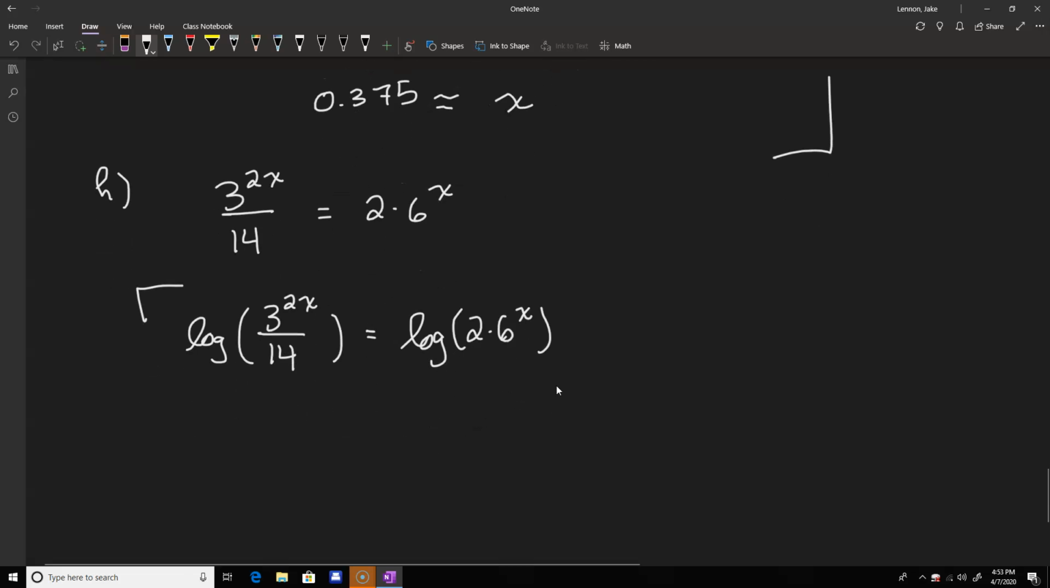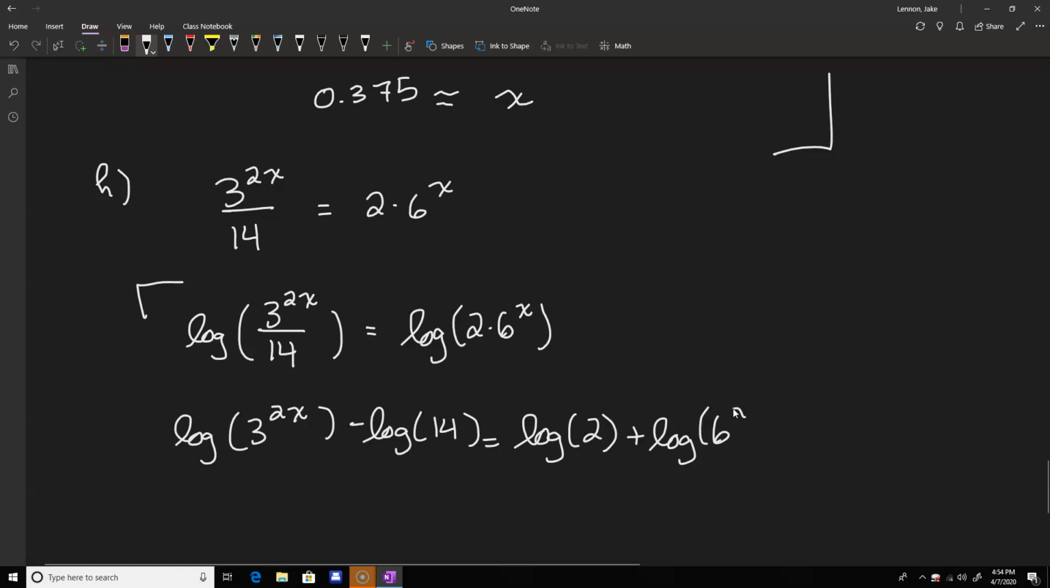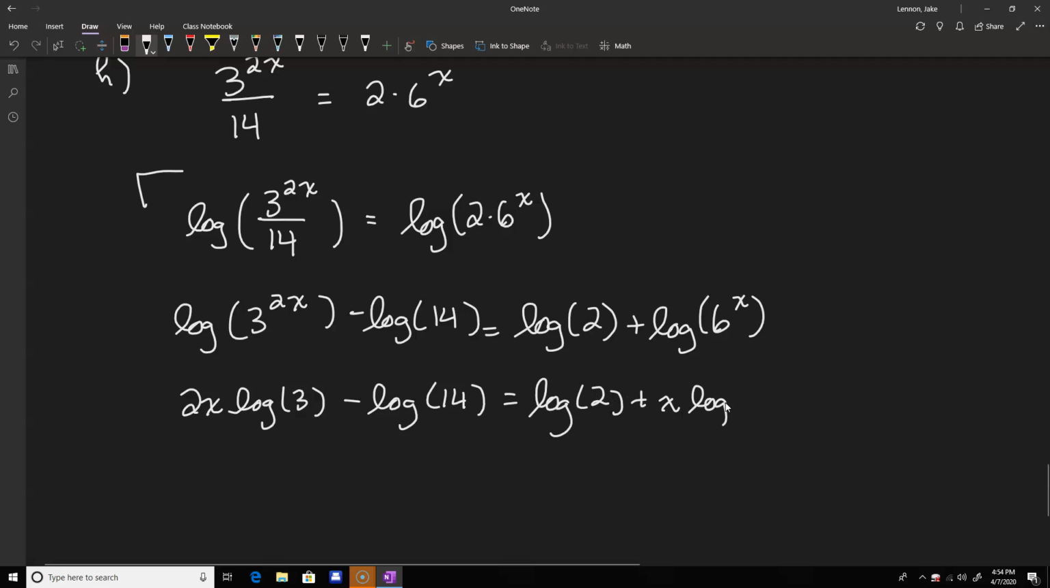So on the left-hand side, that can become subtraction: the log of 3 to the 2x minus the log of 14. And on the right-hand side, we use property number 1, so it becomes addition: log of 2 plus log of 6 to the x. And then we can bring down the exponents. So we'll have 2x log of 3 minus the log of 14, and that'll equal the log of 2 plus x log of 6.